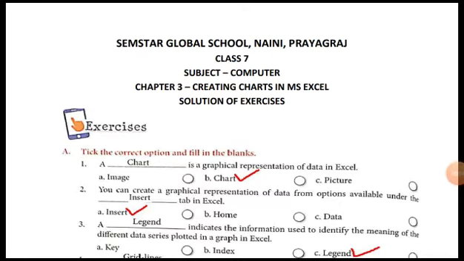Students, we have already completed chapter 3 of our syllabus. Chapter 3 was creating charts in MS Excel. We have completed all the different topics of this chapter, which we discussed in the previous videos. Now we are going to start with the solutions of the exercises.